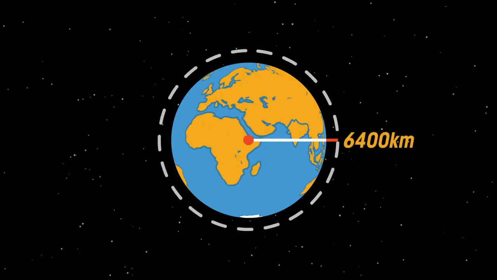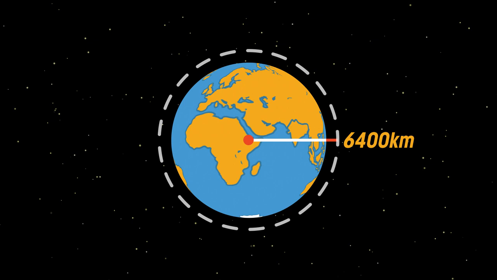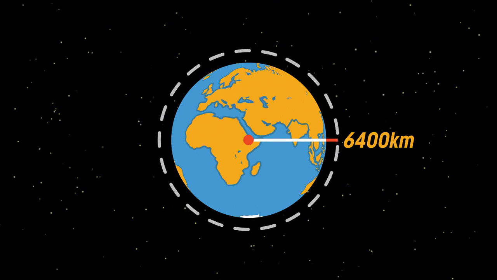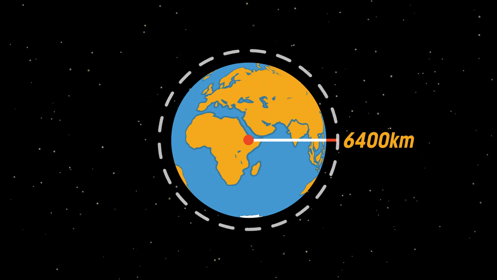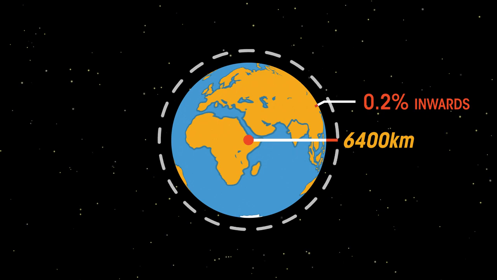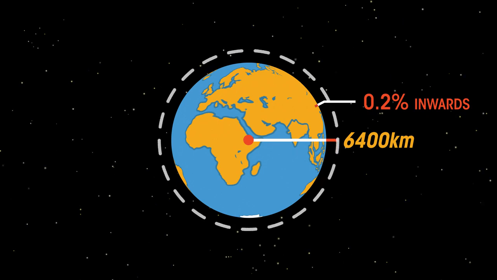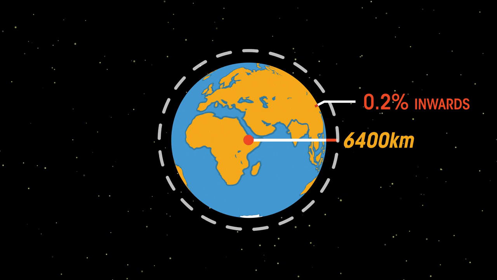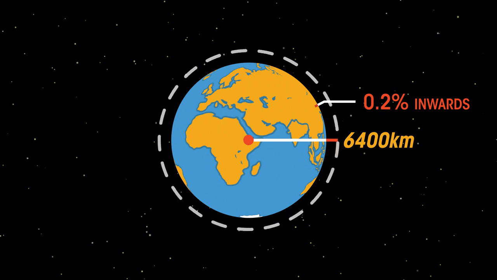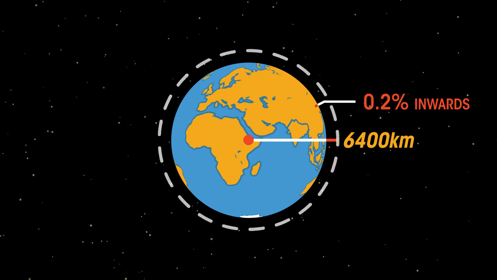The distance to the center of the Earth is about 6,400 kilometers, so the deepest hole is only about 0.2% of the way in. So how do we know so much about the structure of the Earth, since we have quite literally only scratched the surface?